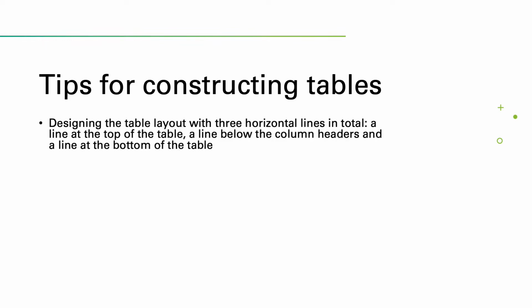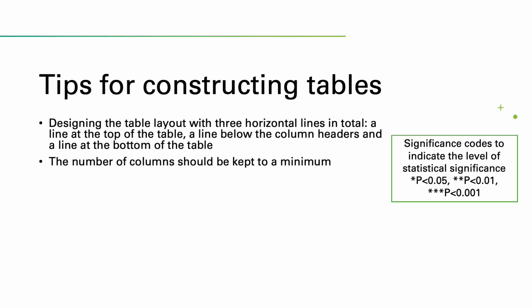First, designing the table layout with 3 horizontal lines in total. 1 line at the top of the table, 1 line below the column headers, and 1 line at the bottom of the table. Drawing horizontal and vertical lines inside the table is highly discouraged. The number of the columns should be kept to a minimum. For example, instead of having a column for the p-values, you could consider using significance codes to indicate the level of statistical significance, for example, using different numbers of asterisks.